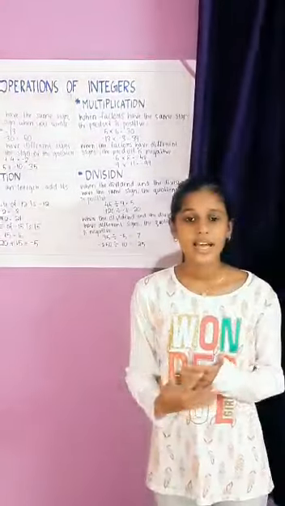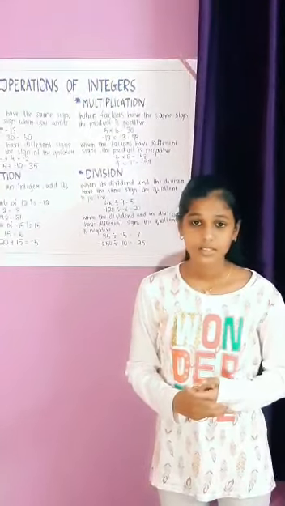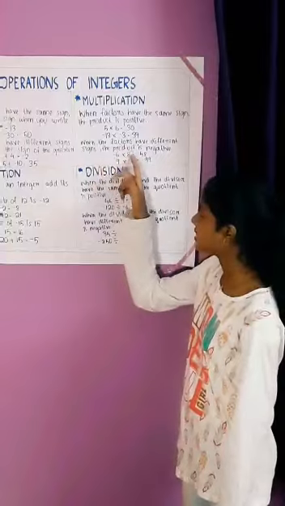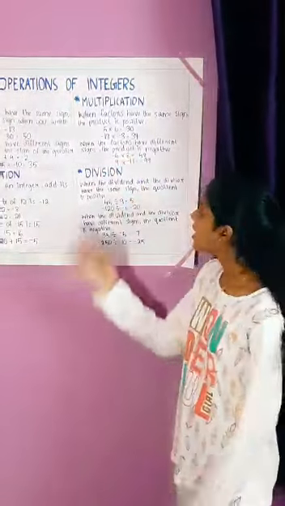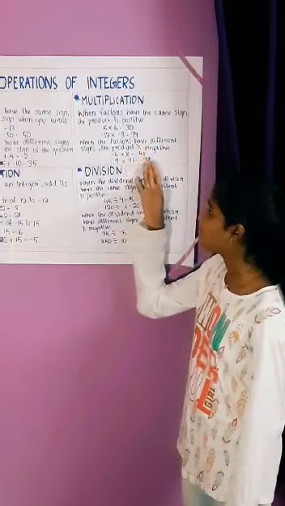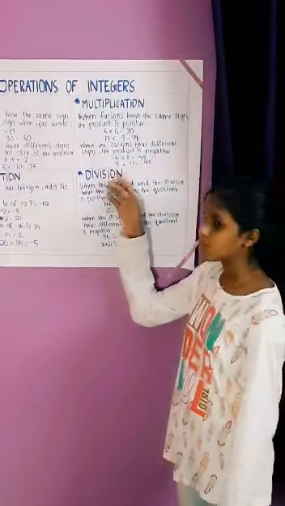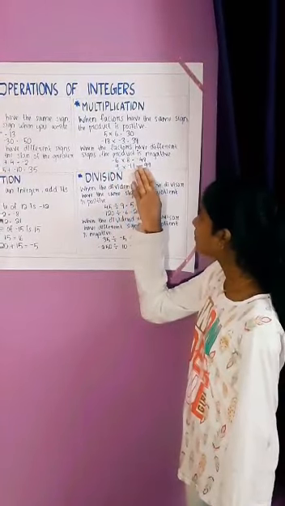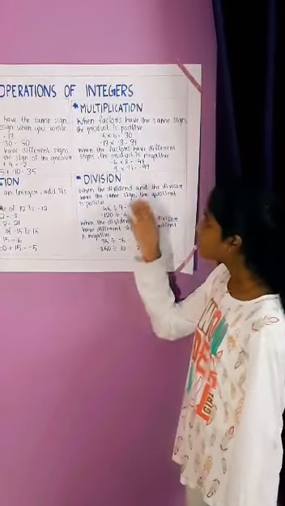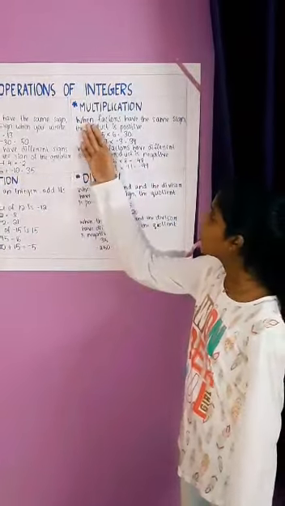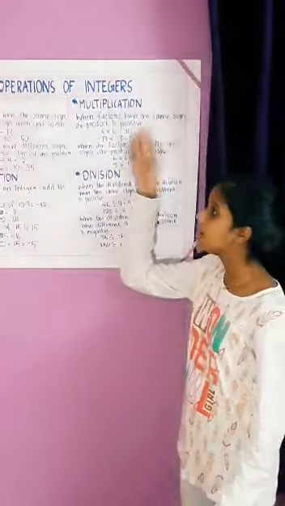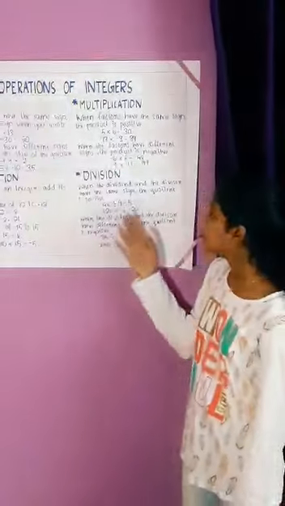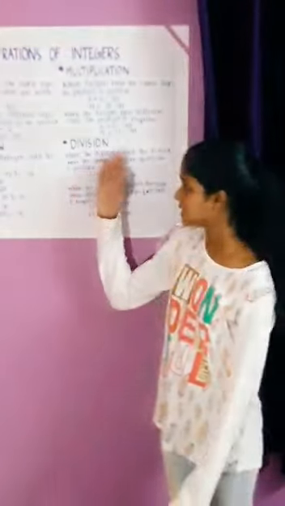And what if the factors have different signs? Yes, the answer will be negative. For example, negative 6 into positive 8, here the two integers have different symbols. The answer will be negative 48. And one more example, positive 9 into negative 11 is equal to negative 99. So I'll say it one more time. When factors have the same sign, the product is positive, and when the factors have different signs, the product is negative.